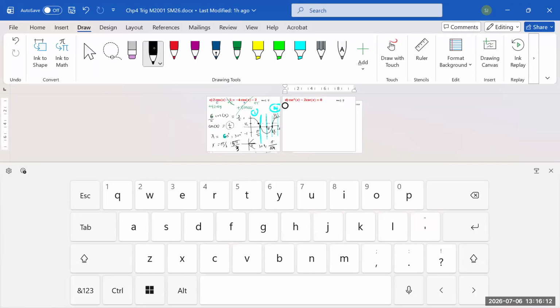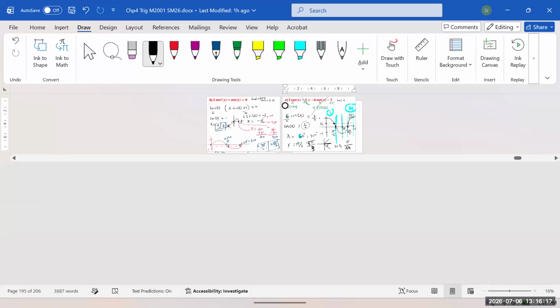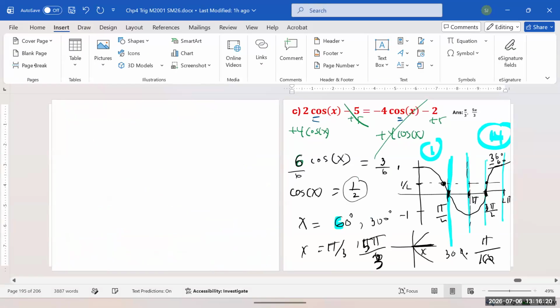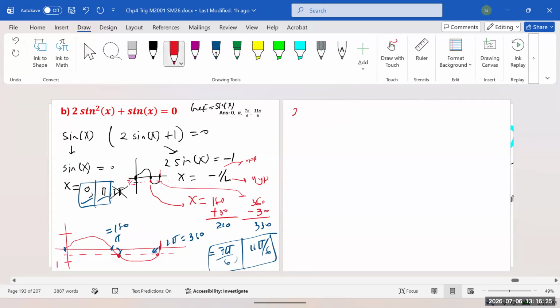I actually forgot the quadratic one, so let's go back and do the quadratic here. So we had 2 sine squared x plus cosine x equals 0. Now we have two different angles, two different trig functions, right? Our goal is to convert everything into one trig function. So which one can we convert? Sine into cosine or cosine into sine?